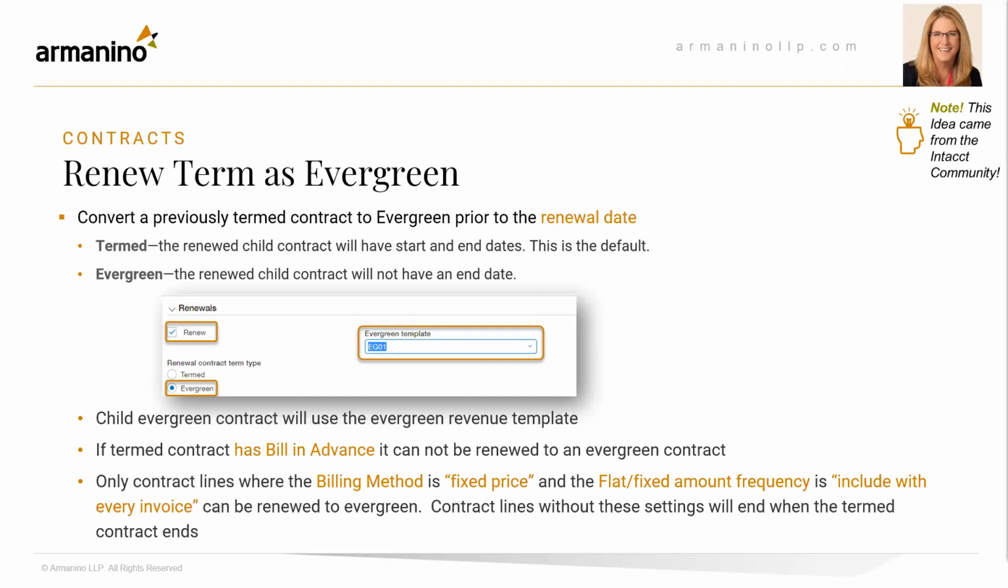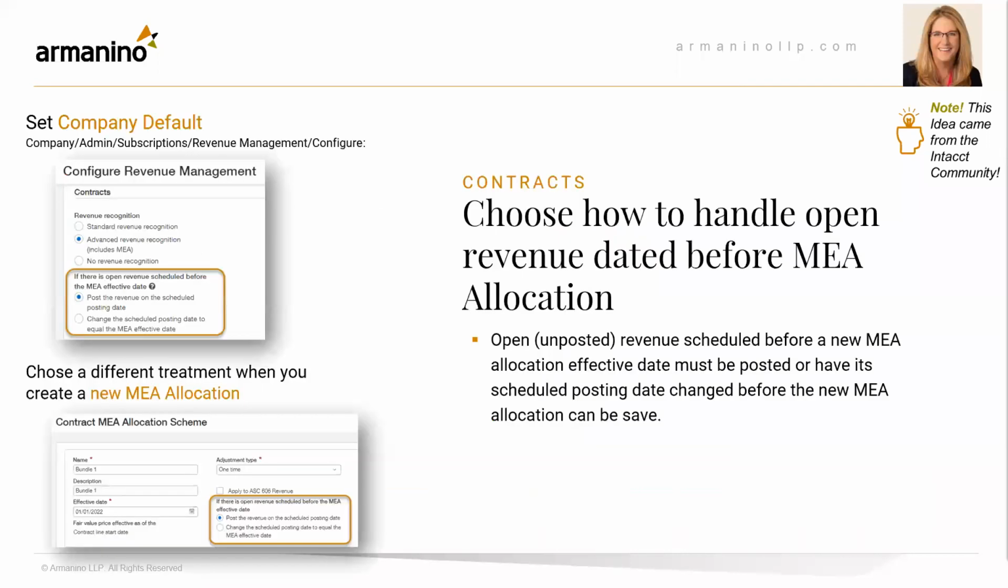contract has bill in advance. It cannot be renewed to an evergreen contract, and only contract lines where the bill method is fixed price and the flat fixed amount frequency is included in every invoice can be renewed to evergreen. So contract lines without these settings will end when the term contract ends.